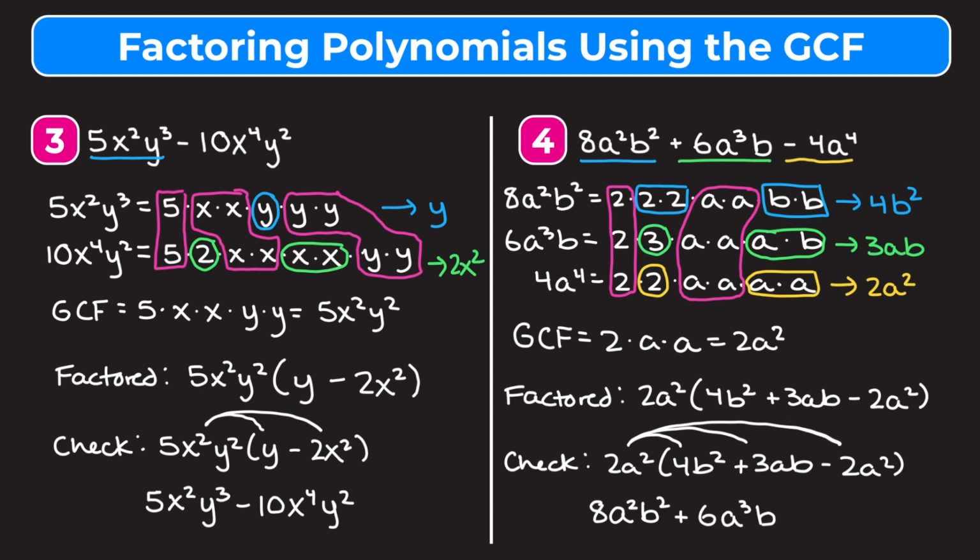And finally 2a squared times negative 2a squared. 2 times negative 2 is negative 4. A squared times a squared, we're going to add the exponents to get a to the fourth. This is what we originally had, so we know we're correct. So our answer is correctly factored.